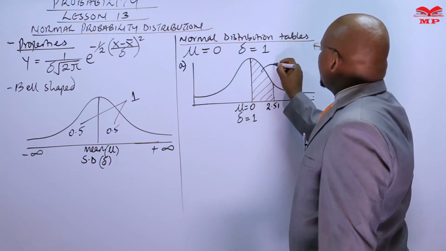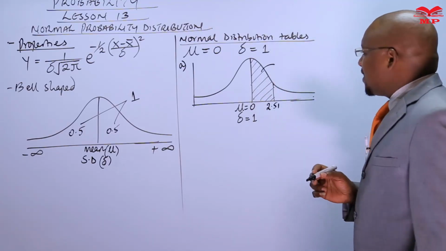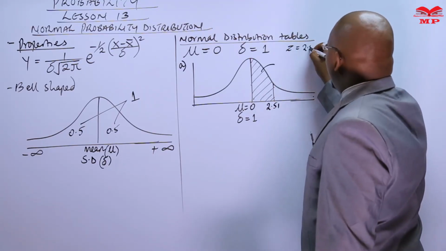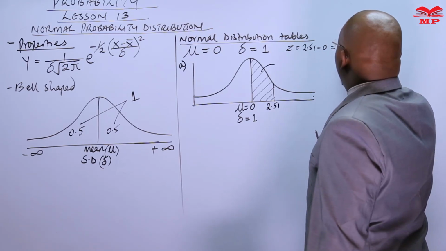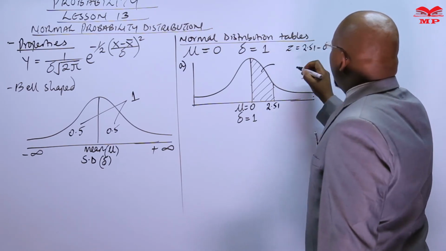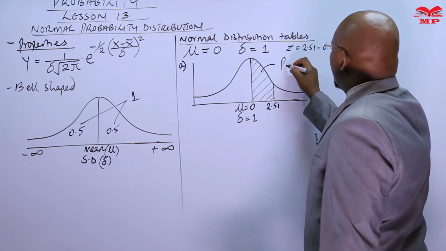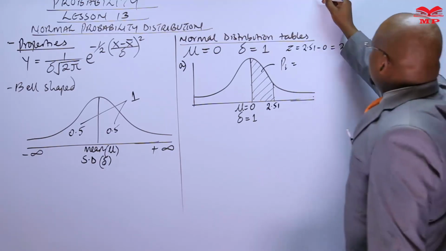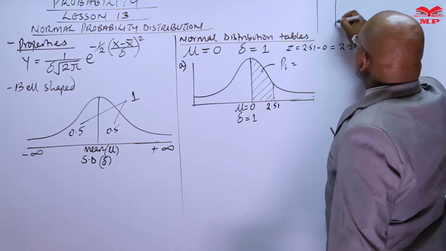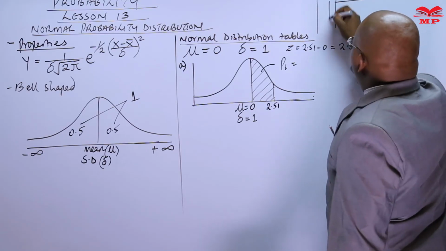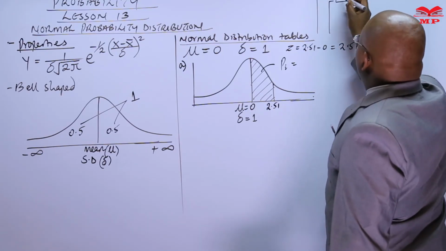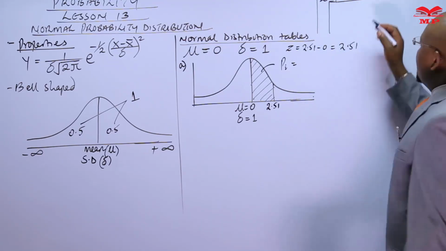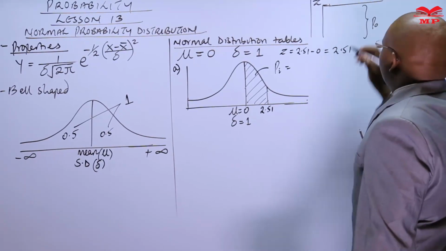This is probability, and probability we must get using Z. In this case, Z shall be the difference between 2.51 and 0, which is 2.51. Then when you go to the table, we are able to find the probability. If the table is like this, we have the value of Z here, and the probability inside. So all these are the probabilities.